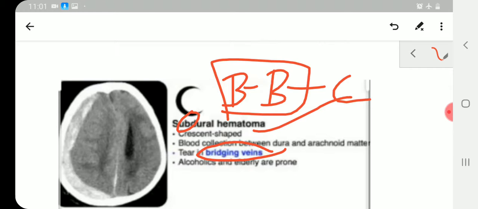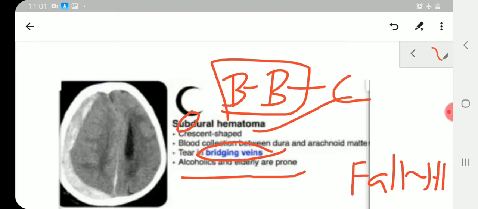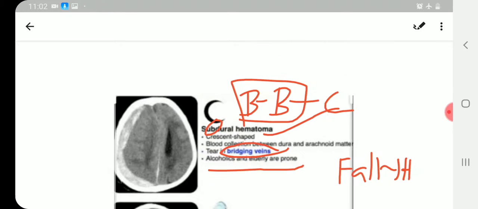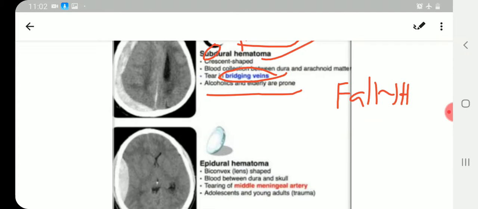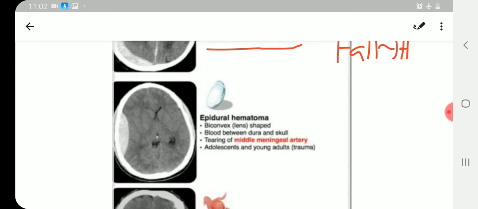This subdural hematoma usually happens in alcoholic or elderly people. Why? Because they fall and that results in head injury. Fall causing head injury would be the cause most of the time. Alcoholics and elderly people are more prone to fall. So in MCQ, you can get a patient with Parkinson disease because they have recurrent falls, or you could get an alcoholic patient who had a fall.